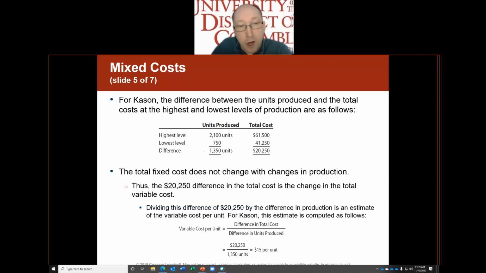Step two, we figure out our variable cost per unit. To figure out the variable cost per unit, we take the difference in total cost divided by the difference in the units produced. So in this example, we take our 20,250 divided by 1,350 to get a variable cost per unit of $15 per unit. Questions so far? Are we okay? Okay, wonderful. Thank you.